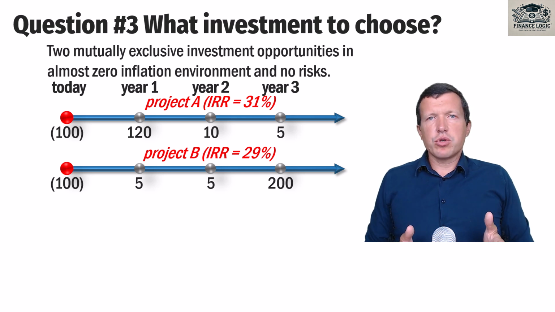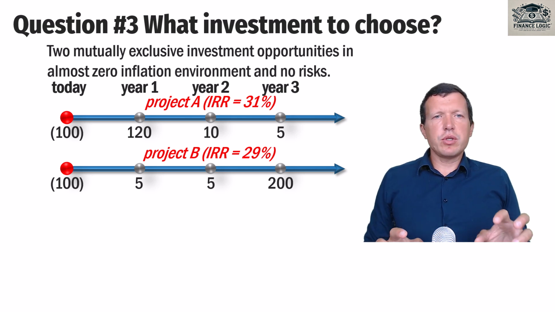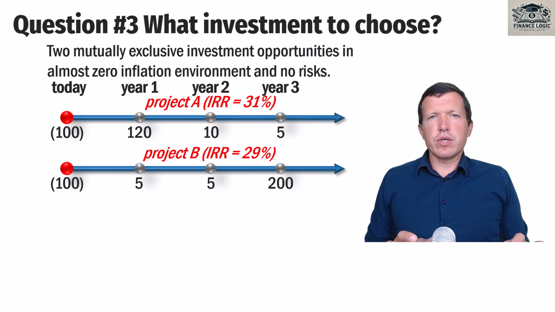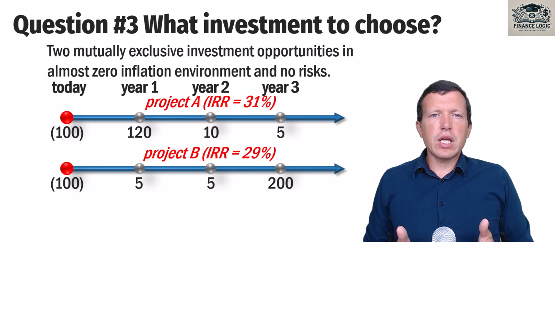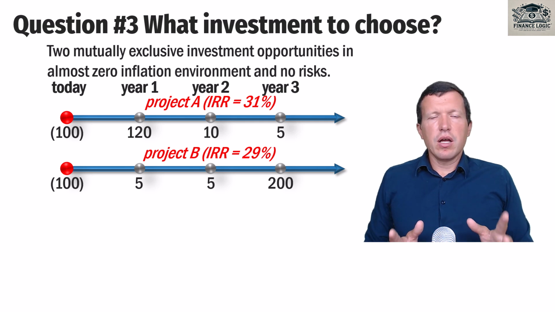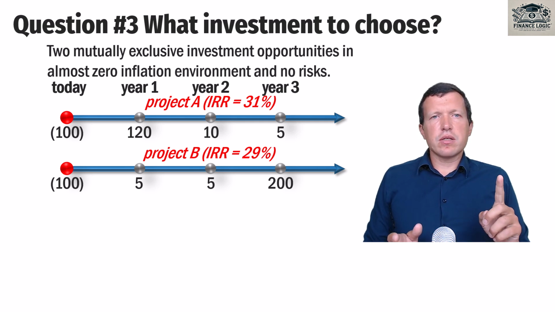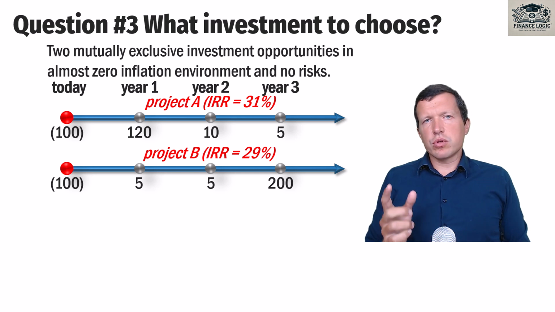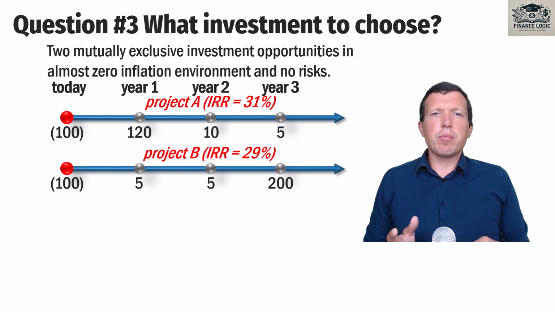What investment to choose? You have two investment opportunities, project A, which has IRR 31%, and project B that has IRR 29%. It's very important to note that these projects are mutually exclusive, so we need to choose only one between them, and they assume zero inflation environment and no risks.